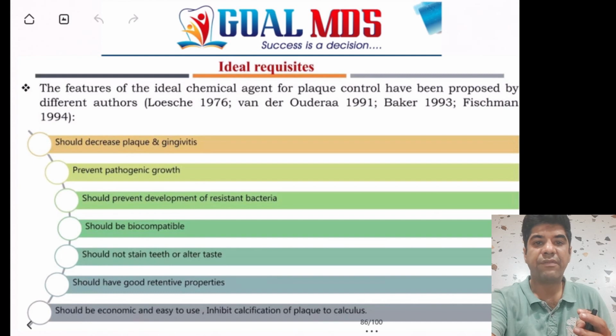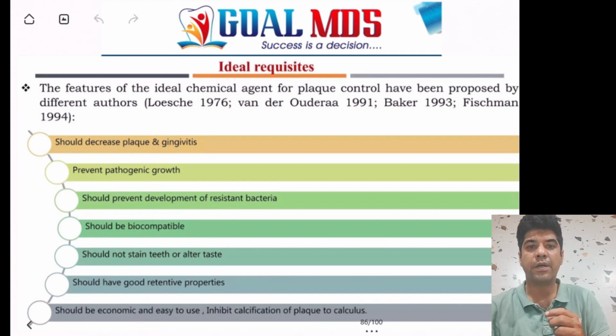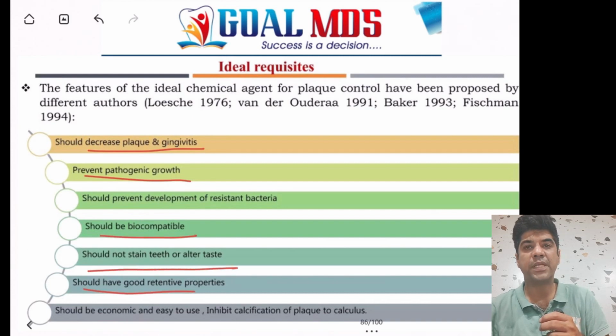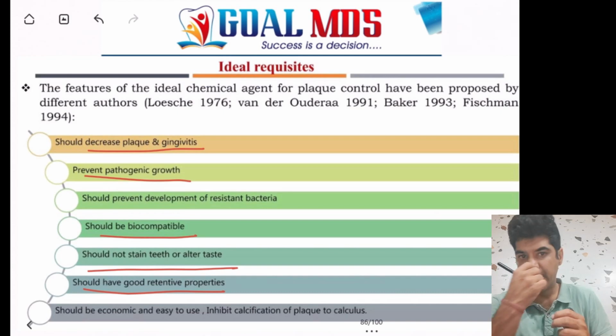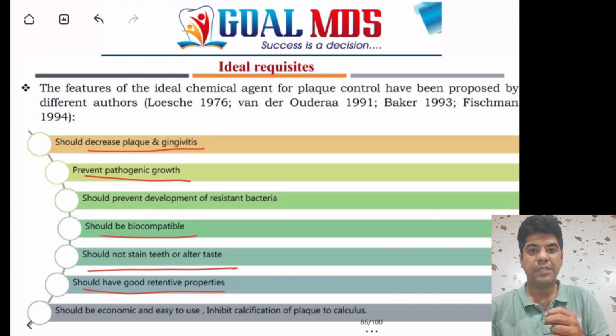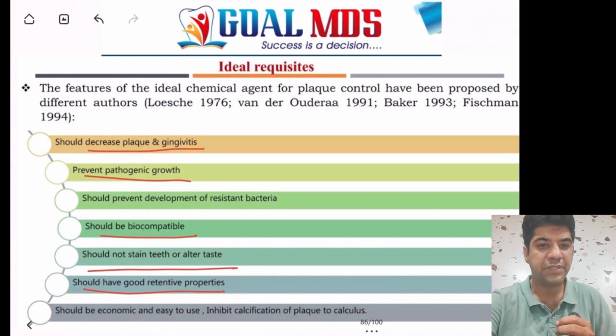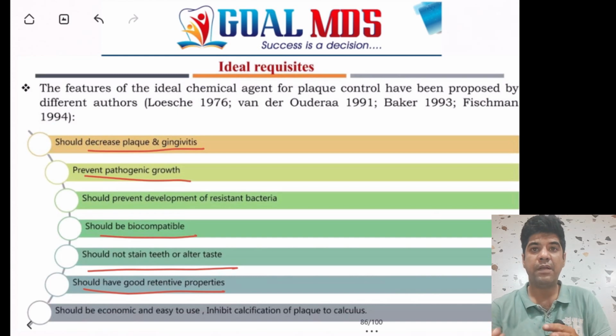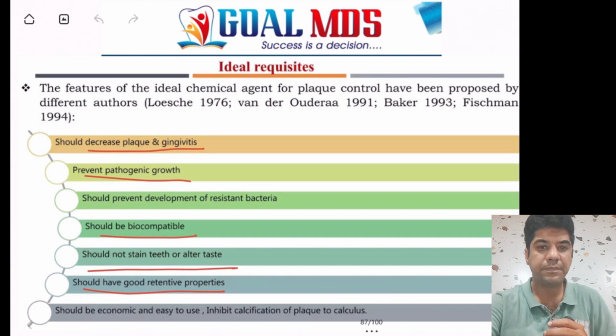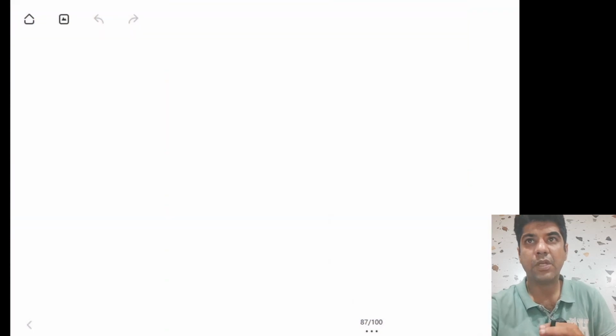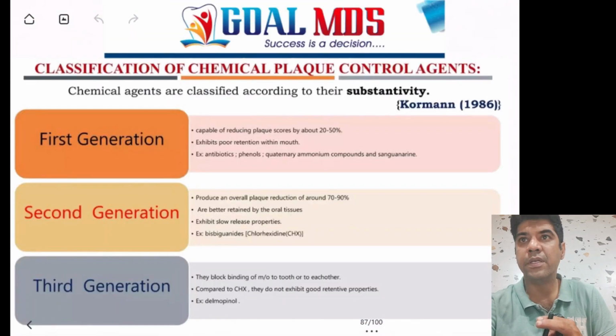So what are the features of an ideal chemical agent for plaque control? Number one, it should be safe for oral use. It should be long lasting. It should decrease plaque and gingivitis and prevent pathogenic growth. It should be biocompatible and should not stain teeth. It should have good retentive property. It should be broad spectrum. It should be easy to use and non-staining. It should be affordable with minimum side effects. So these are the ideal requirements of the chemical agents.